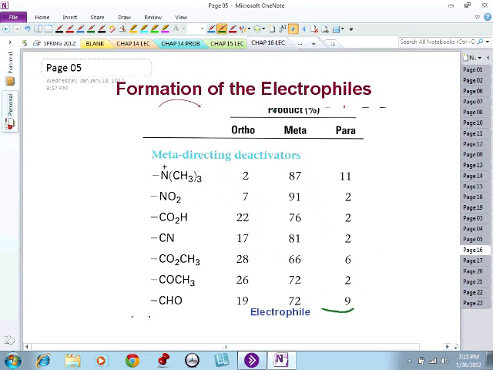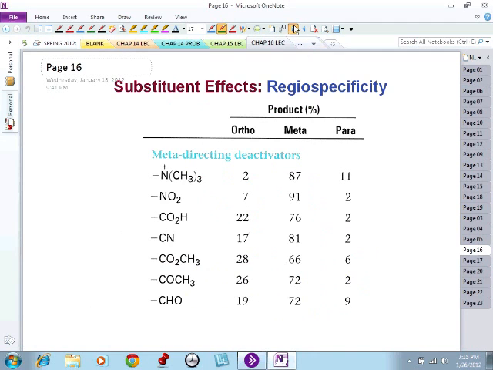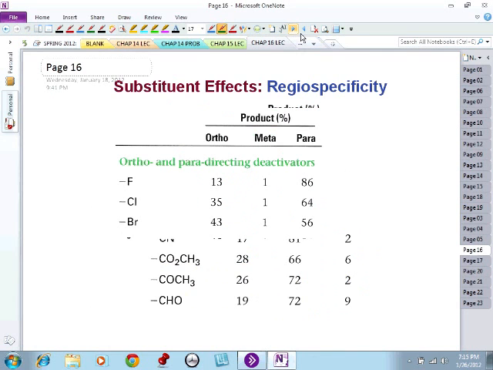Okay, you don't need to worry about all of this. This is just some experimental data. Same here.